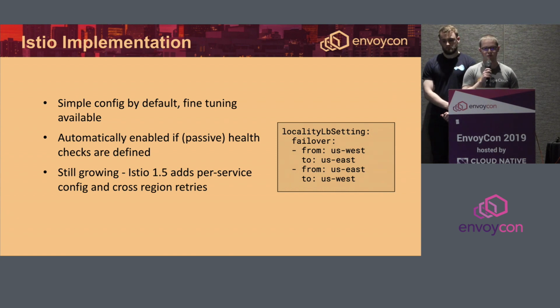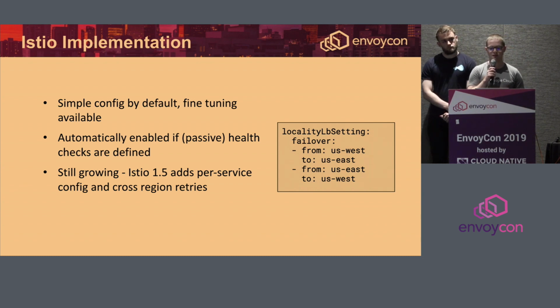This is still a fairly new feature in Istio. We started implementing this earlier this year, so we're still adding some things. In the next version of Istio, we're hoping to add a per-service configuration. Some users have applications that are already doing load balancing that this sort of conflicts with, or they don't have an even distribution of their services, so they want to enable or disable this per service.